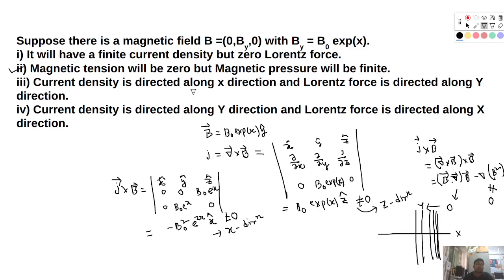Now if we look at the third option, current density is directed along x direction, which is not correct because this is in the same direction. And Lorentz force is directed along y direction, that is also not correct. The fourth option is saying that current density is directed along y direction, which is also not correct. So you should have only the second option which is correct for this question.